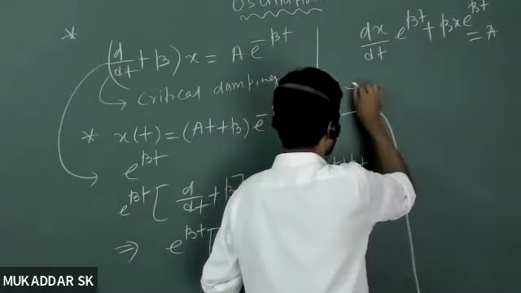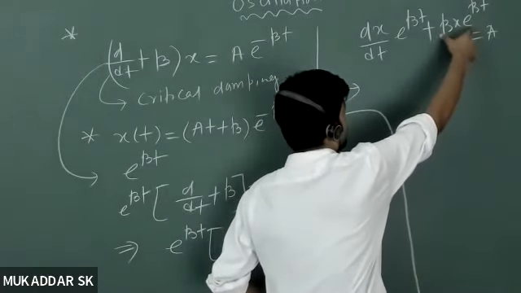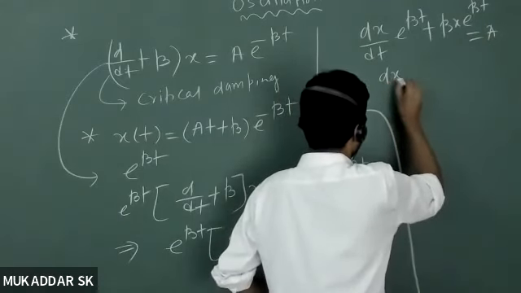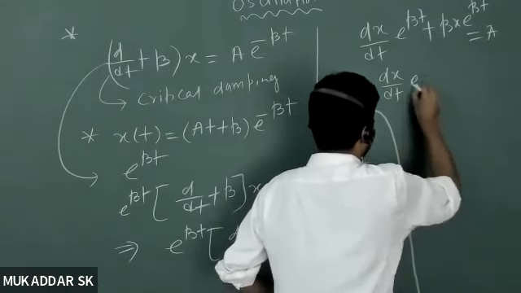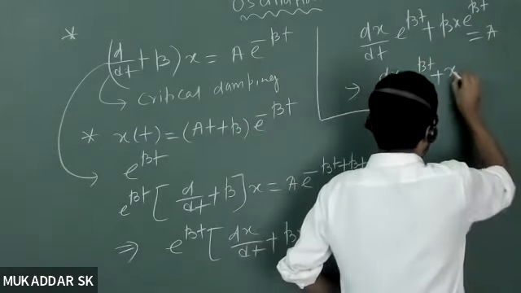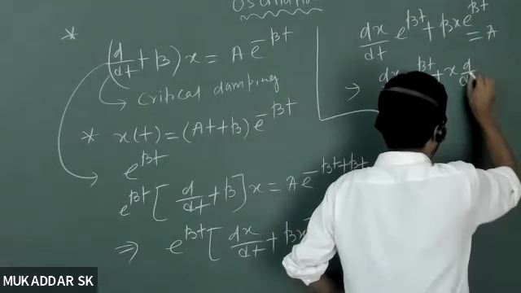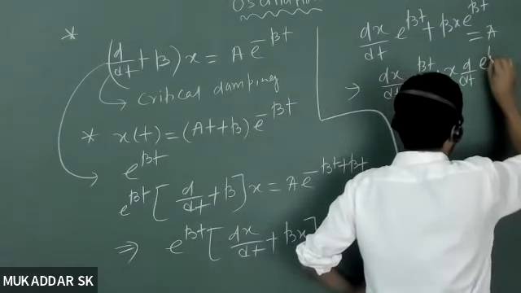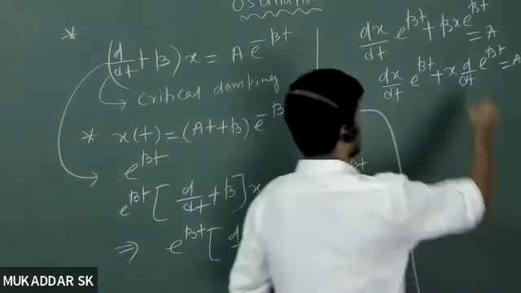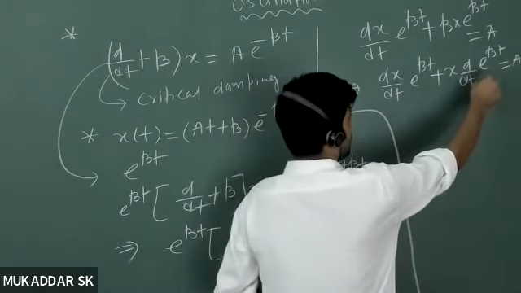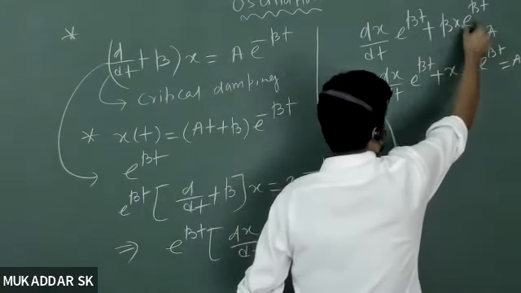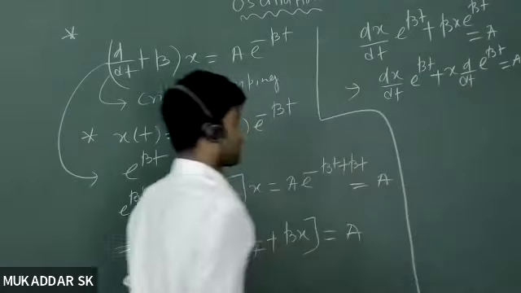Then, see this term, can I write it like this: dx by dt exponential beta t plus x into d by dt exponential beta t. I can write this, right? If I differentiate exponential beta t with respect to time, exactly I'll get beta exponential beta t. So I can write like this.